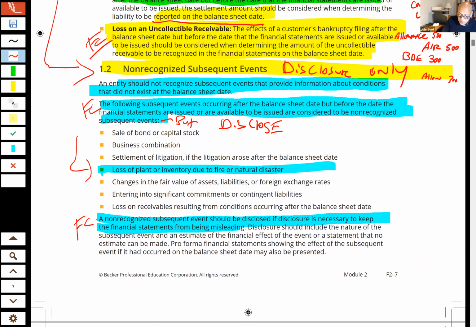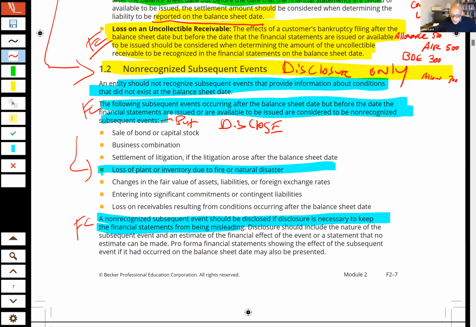You'd still see that plant that blew up or whatever as part of my property, plant, and equipment, but now it's not there anymore, right? Because it blew up. I'd still leave it in my fixed assets, but I would have to disclose that there's a hole in the ground where that plant used to be.